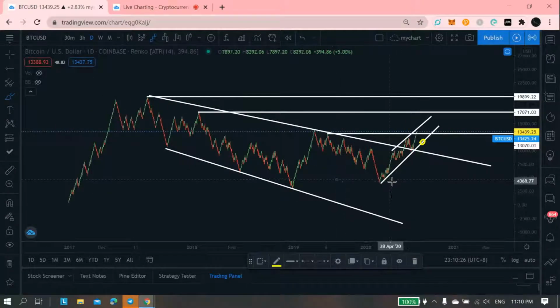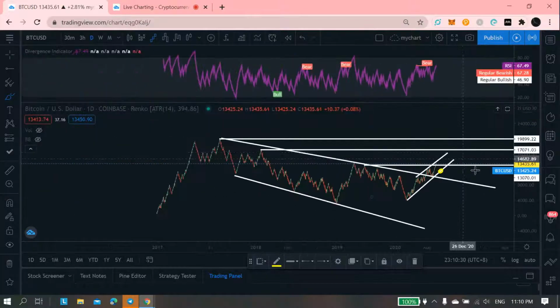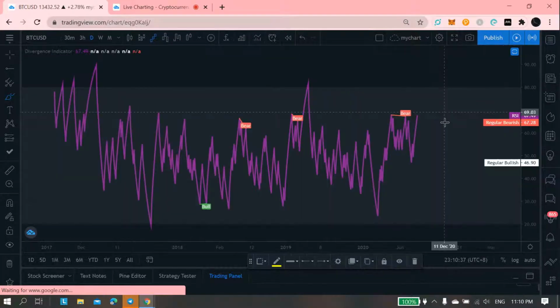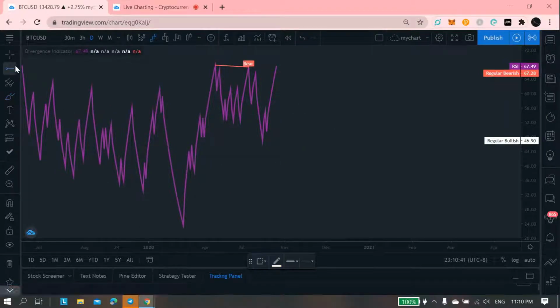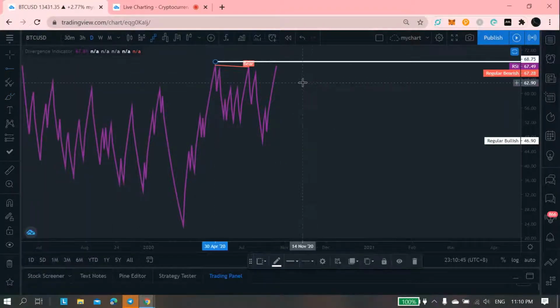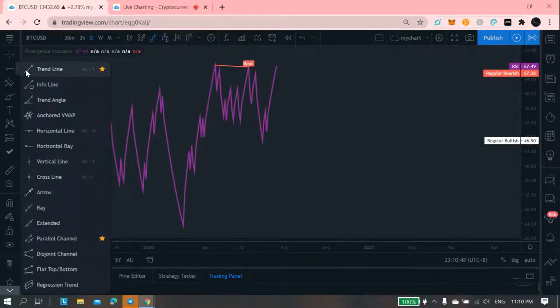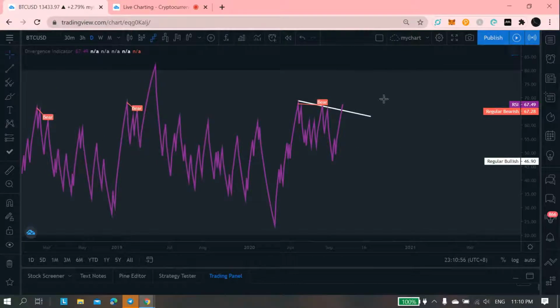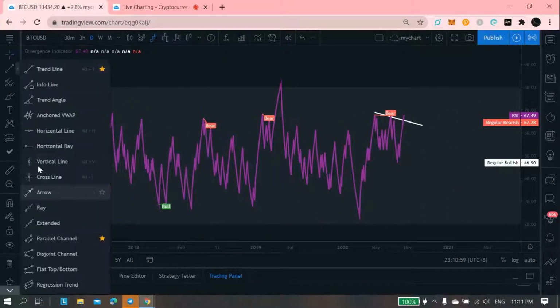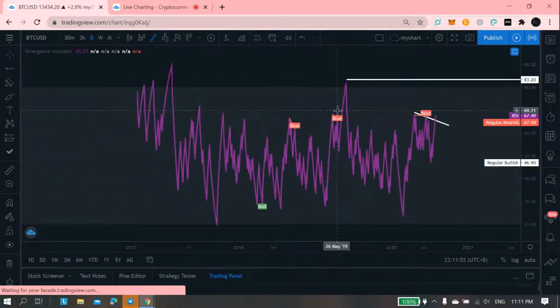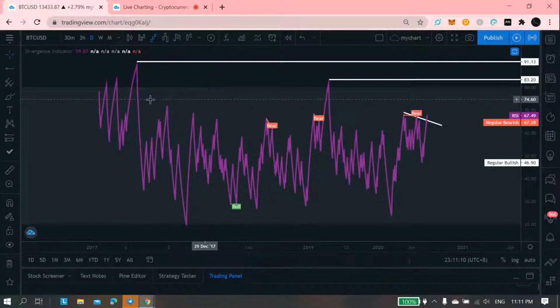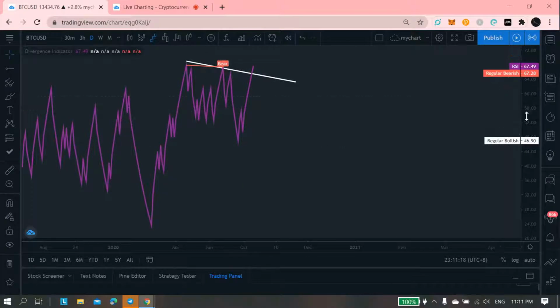So next, let's also add the divergence indicator. Actually it broke out of the resistance area and could possibly retest this divergence indicator level of around the 83 area. Breaking this level could possibly retest this one around the 91 area.